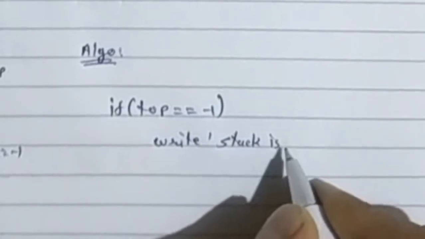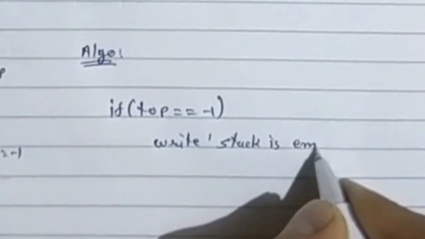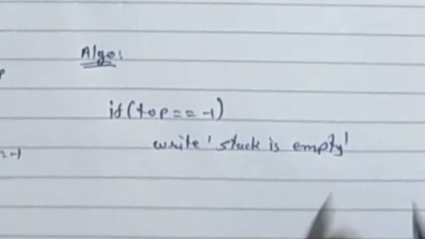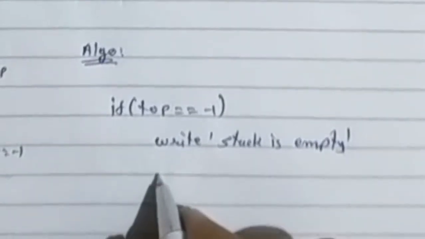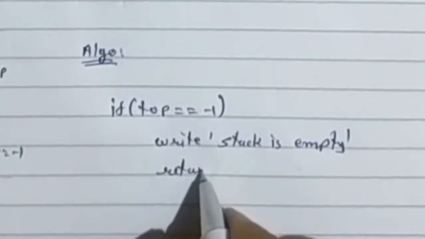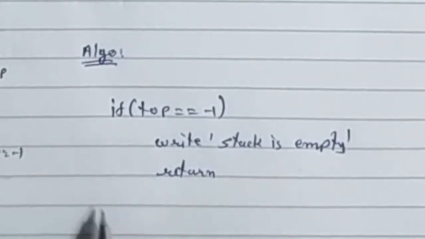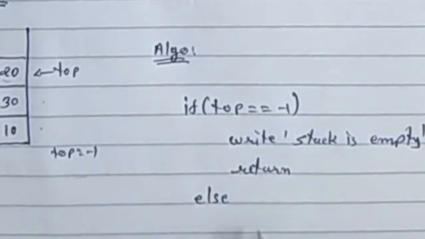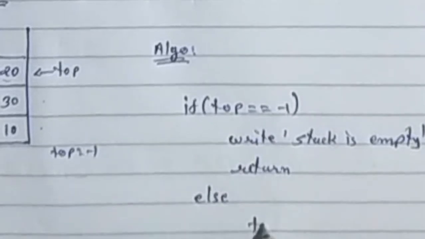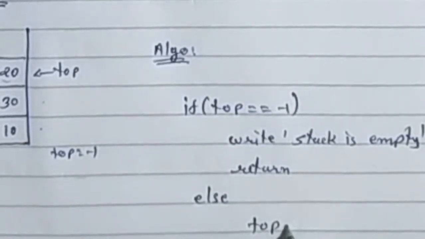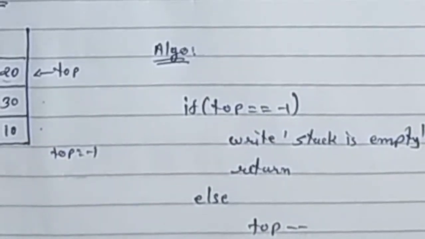stack is empty, right? And we can return from this algorithm. Else what we can do, we can decrease the value of top by 1. We can write down top minus minus.